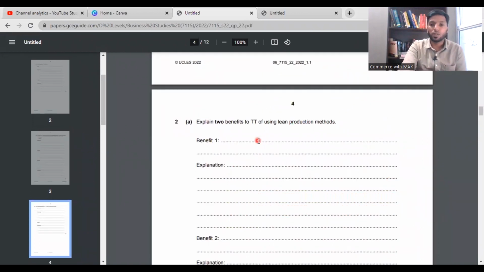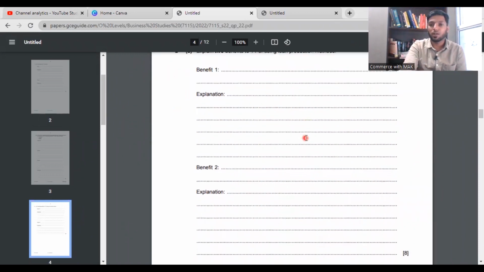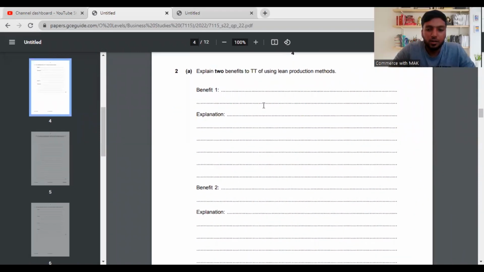Explain 2 benefits to TT using lean production methods. Benefit 1 explanation, benefit 2 explanation. Commerce with Mac here today on the second day recording this particular paper, and let's start the second question. As I already explained in the previous recording, lean production methods are very important to reduce the level of wastage in a company and to increase productivity. Here they are giving you 4 marks for identifying the benefit and explaining it: 1 mark for the benefit, 3 marks for the explanation.